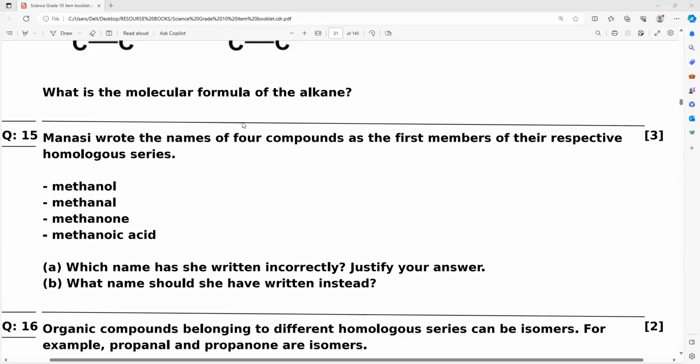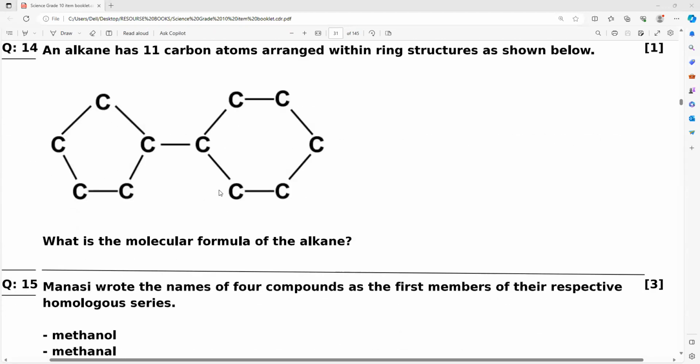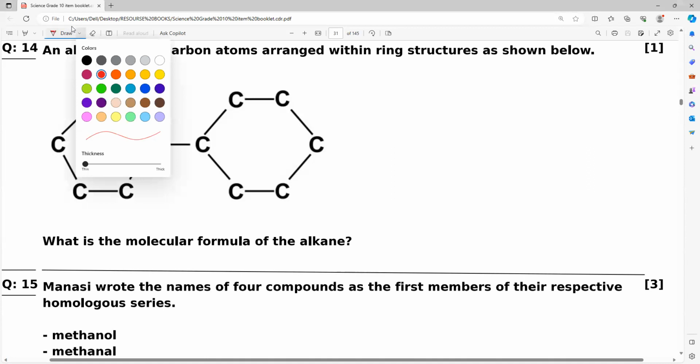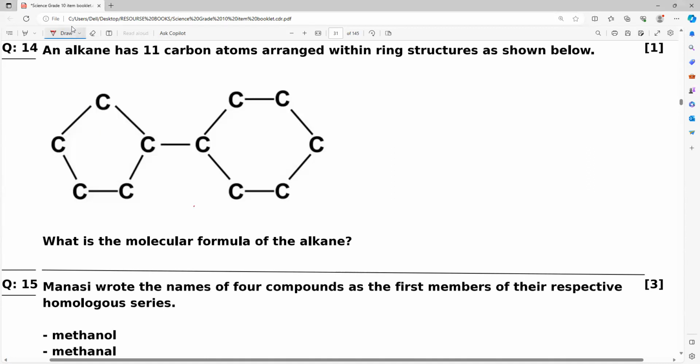As we know, in yesterday's class we completed this one. What is the molecular formula of the alkane, they asked. As it is a cyclic compound, how to solve this simply? Just counting the number of hydrogens is enough. Each carbon has to satisfy 4 bonds. With that, we'll proceed and solve that. We have got the answer.